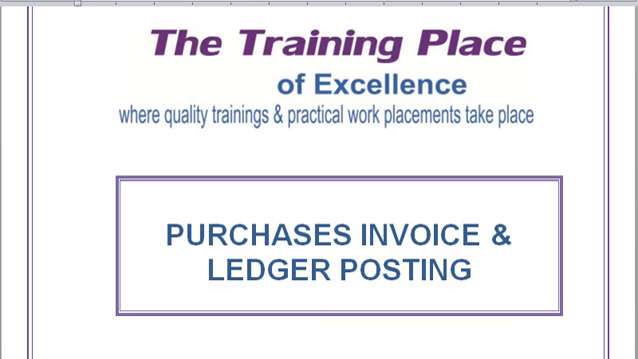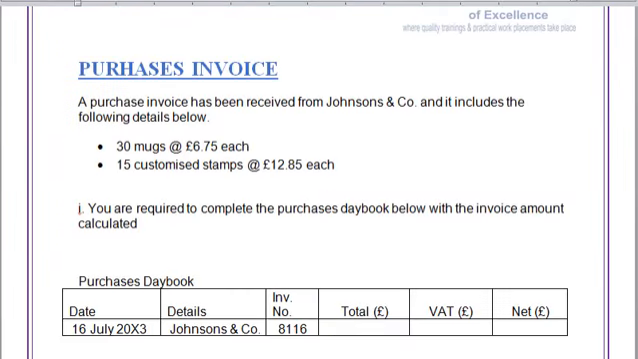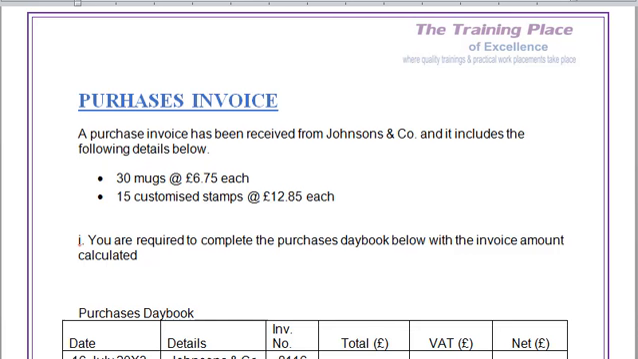Hello there. This is a teaching on purchase invoice and the ledger postings for a purchase invoice. So we're going to look at how we calculate the value of a purchase invoice and what we do with it. After we've done that, what ledger accounts will the entries be posted into?